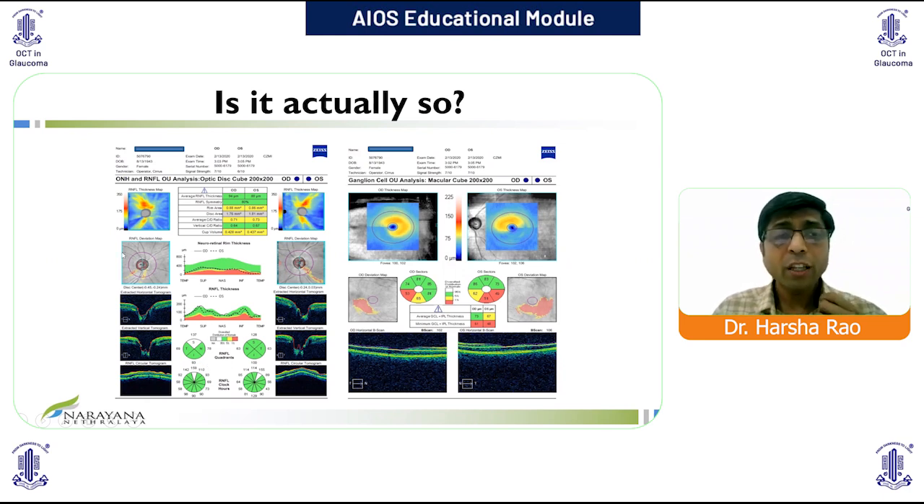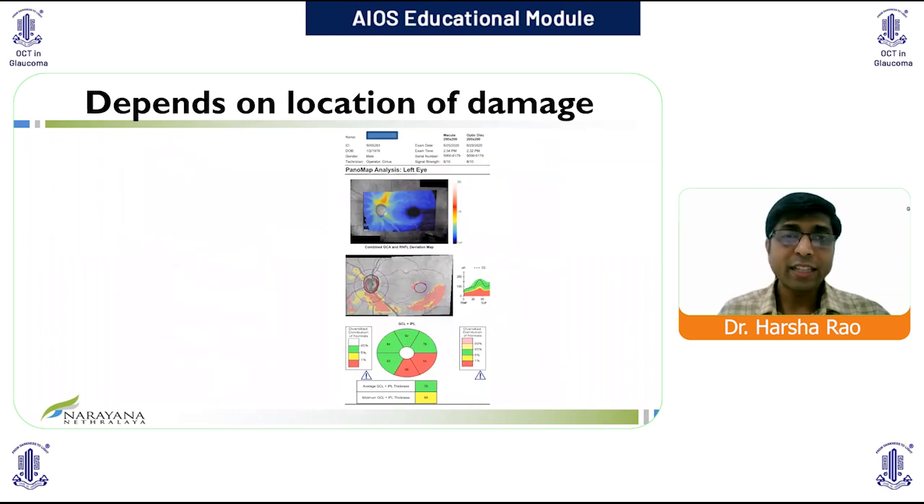So if you now evaluate the RNFL maps, then we can see the presence of the RNFL defects. We can see the presence of the defects on RNFL scans as well. So in fact, the GCAPL or the macular parameters are not superior to the RNFL parameters here. It's just the way we look at the scans, which is important here. Also, the other important thing is that this depends on the location of the damage.